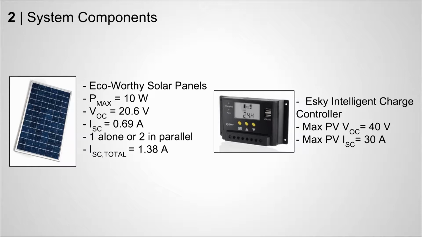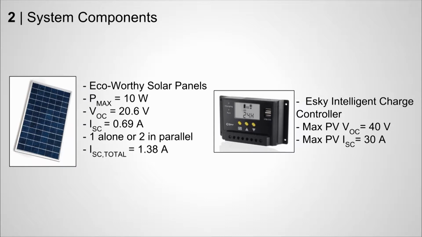Now, these panels, Eco-Worthy solar panels, you can see some of the characteristics there. Power 10 watts, open circuit voltage, that's what the OC stands for, 20.6 volts, short circuit current, which is 0.69 amps. Now, if we wanted to, for example, put 2 of these panels in parallel, well, we would be adding the 2 currents, right? If we put one alone, then we would have 0.69 amps provided to our charge controller, which comes next. But if we put 2 in parallel, you can see there I_SC total, short circuit total, would be 1.38 amps. We would add them because they're in parallel.